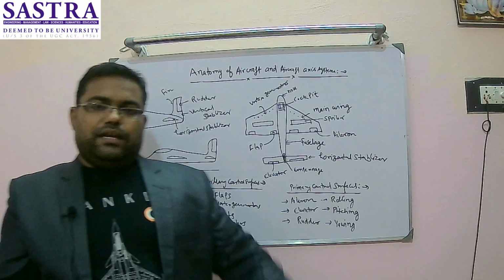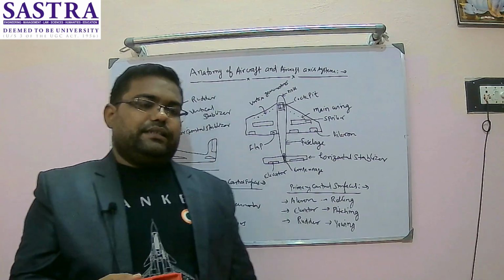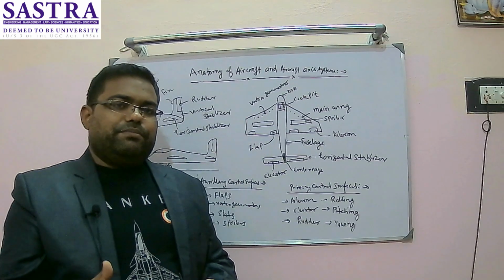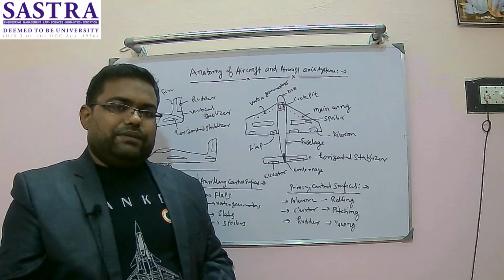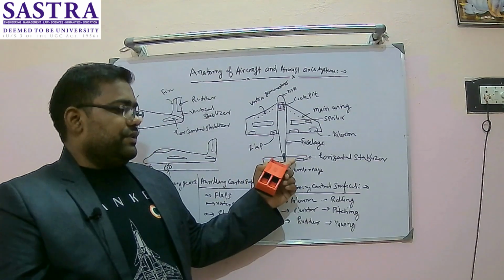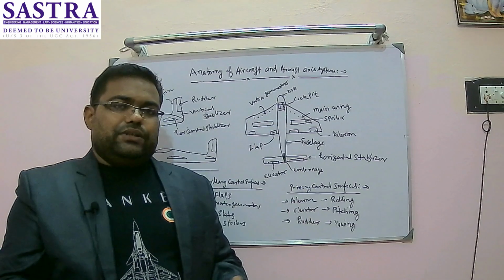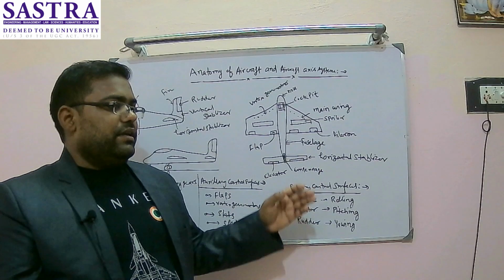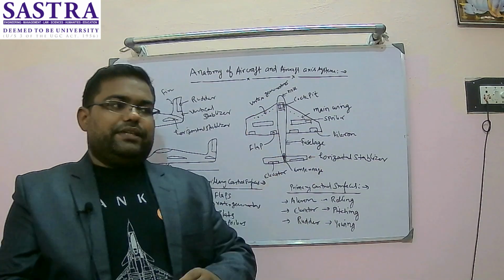Now the question will arise how they are connected in the cockpit. All are connected in the cockpit with the help of some mechanical linkage. So there will be some mechanical linkage moving from these control surfaces to the cockpit. So let's suppose these ailerons will be connected with the mechanical linkage to the cockpit. There will be a stick.